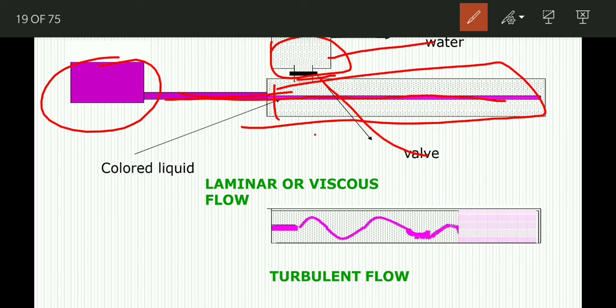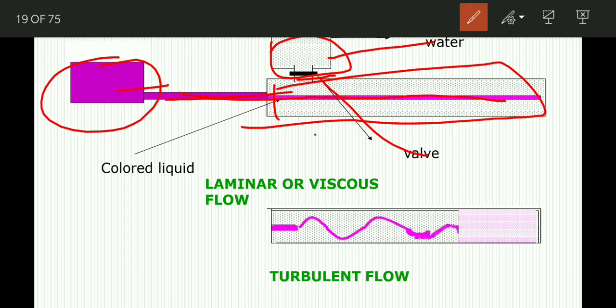So what is laminar flow? Laminar flow is one in which the fluid particles move in layers or laminae, with one layer sliding over the other. When we increase the velocity, the colored water disappears and the entire mass of water gets uniformly colored. This type of flow is called turbulent.